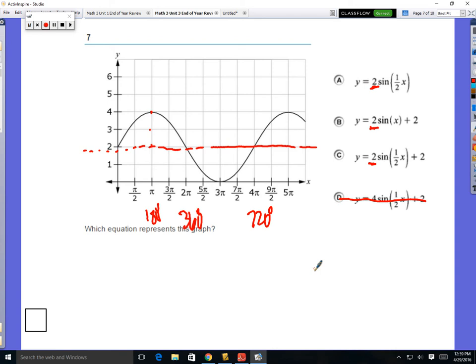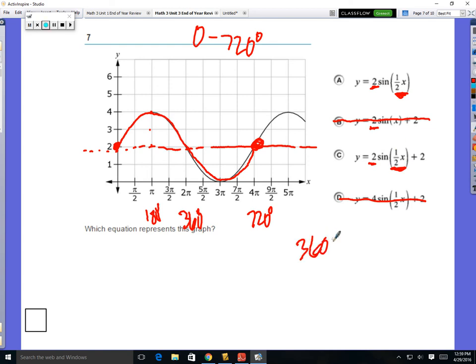So kill D. Now, the period. Let's do the period. The period is from start to finish. It's going to finish right there. So the period is 0 to 720 degrees. That means it's not this. We can kill B because it has no period. When you times in the parentheses, that changes your period. And to get it to start at 0 and stop at 720, it's 1/2.